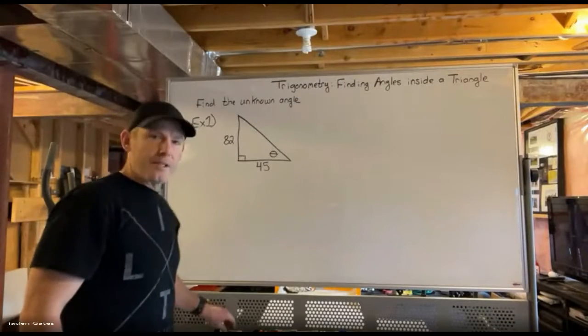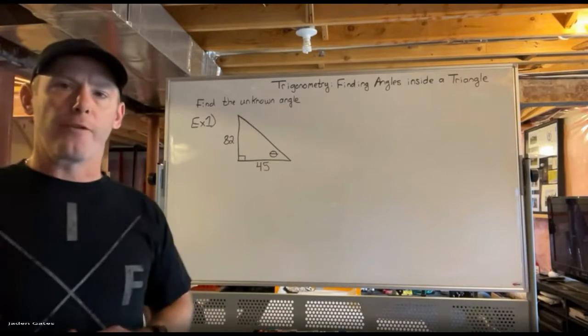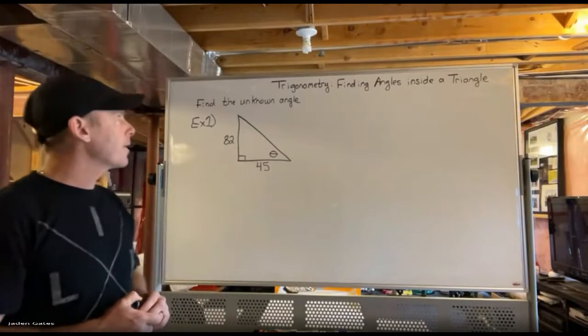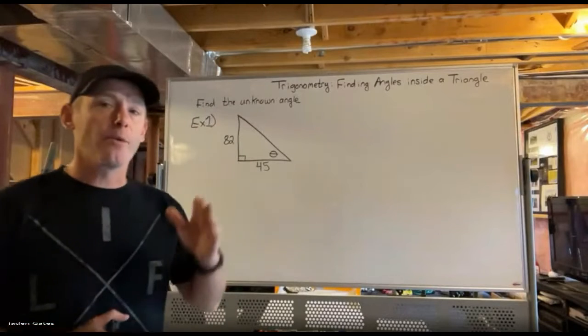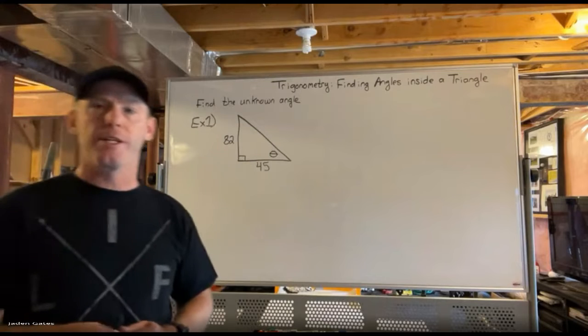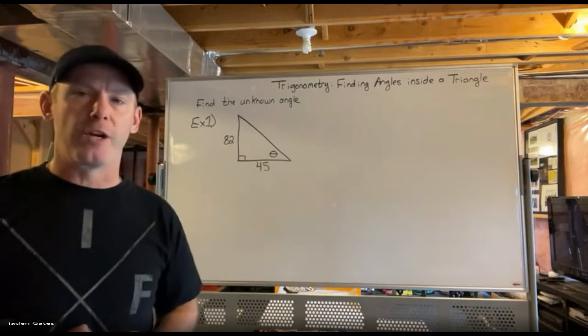All right, so last class, and just now for homework, taking up homework, we looked at finding the sides of a right angle triangle. Today we're going to find the angles inside a right angle triangle. And the best part is that pretty much all the steps are the same, except for the very, very end.